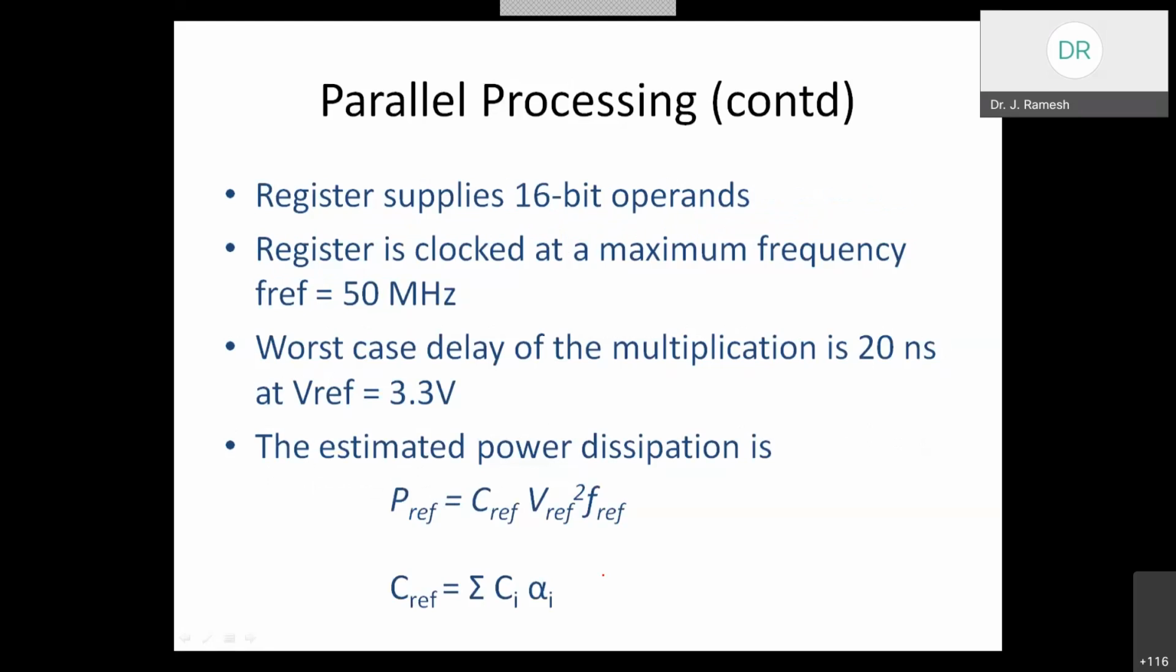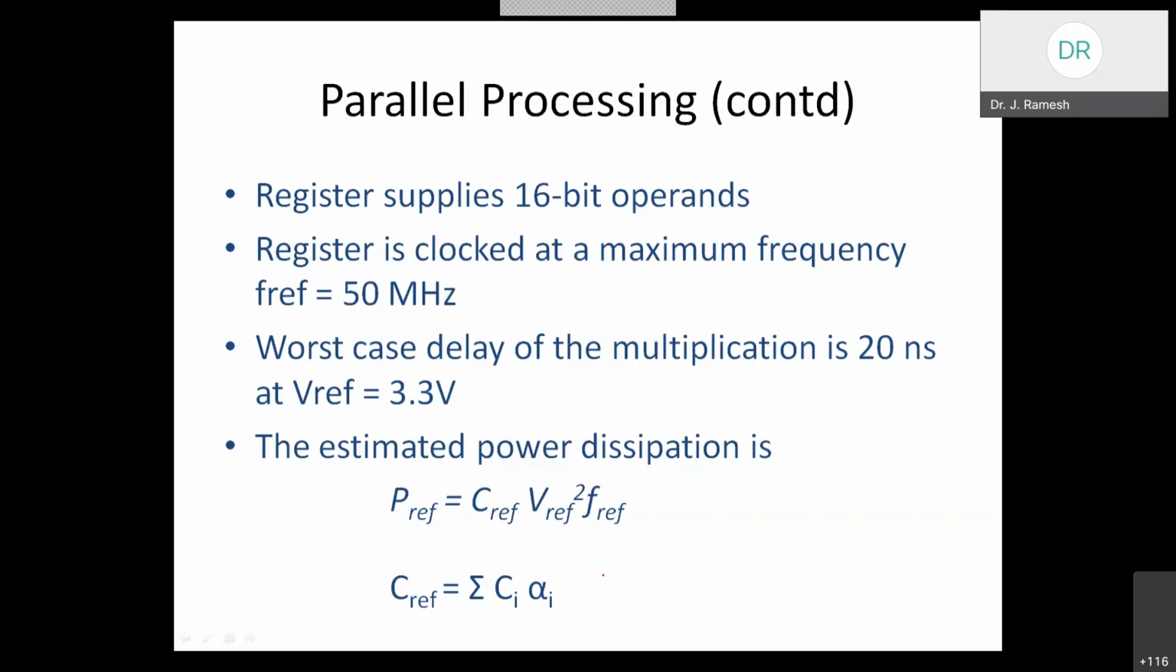Consider that your register is supplying 16-bit operands, and the register is clocked at a maximum frequency of 50 megahertz, and the worst case delay of the multiplication is 20 nanoseconds at a reference voltage of 3.3 volts. Then what will be the estimated power dissipation? For which you can calculate this particular system, we can take it as a reference.